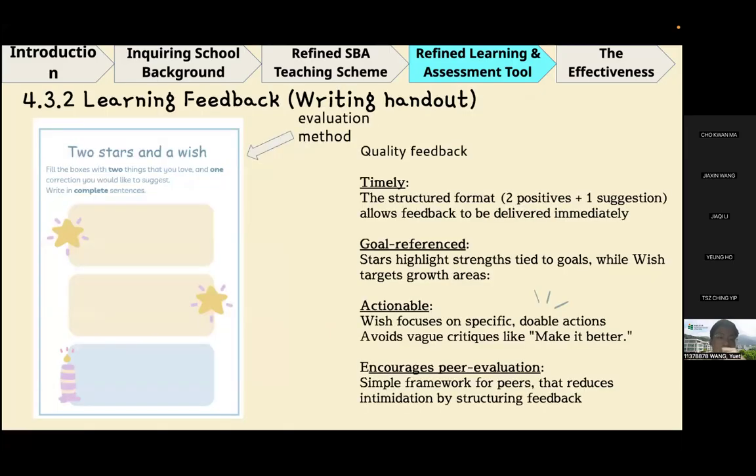Okay, so the writing handout is to provide peer evaluation feedback. It is very timely and goal-referenced, and the students can provide actionable, doable suggestions for their peers. And of course, it also aligns with the criterion of encouraging peer evaluation among students.